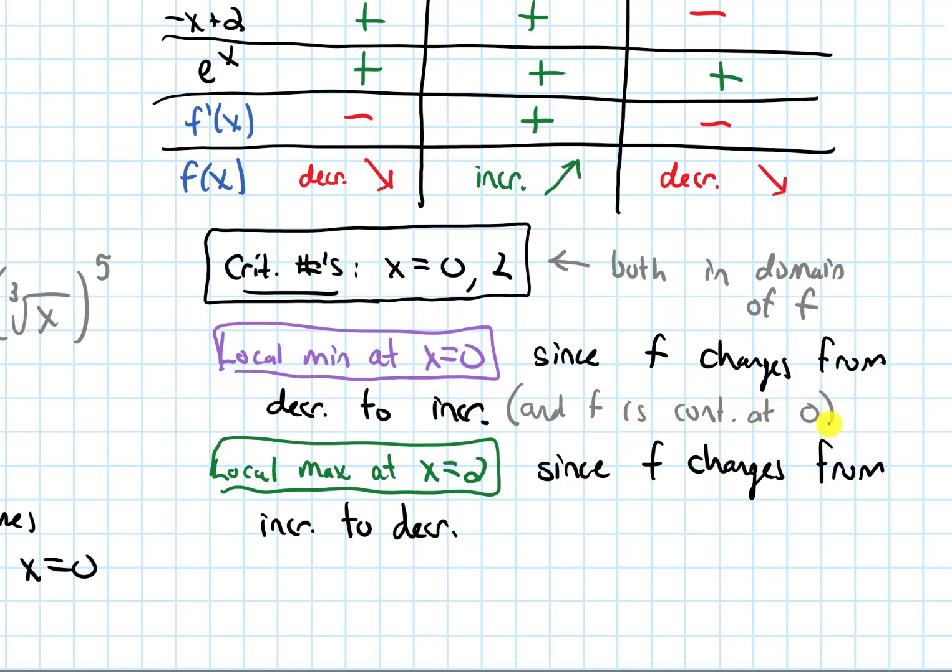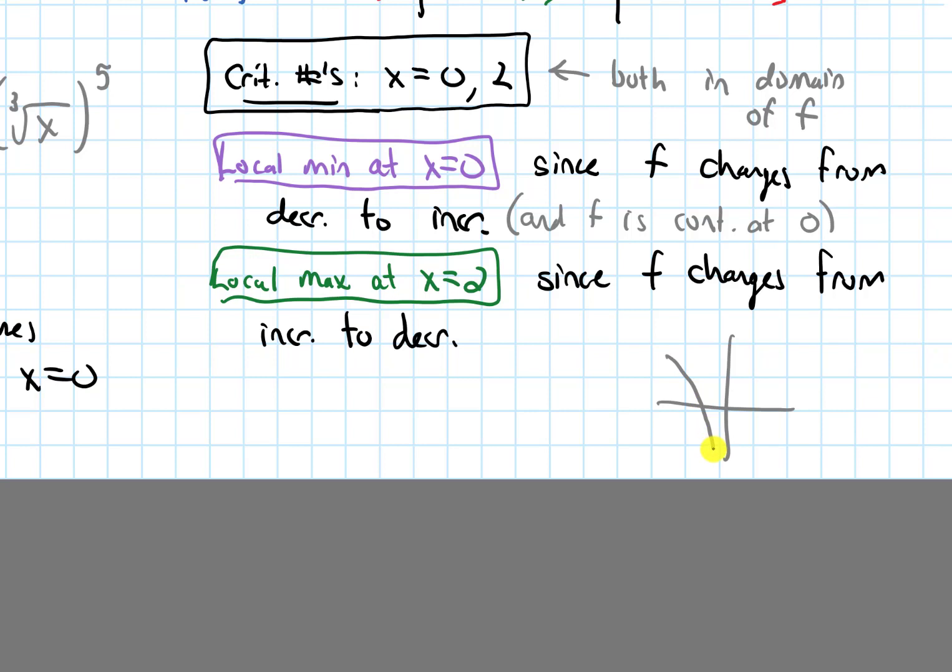The continuity part is really important, because if my function wasn't continuous at 0, I could have hypothetically had a scenario where it was decreasing to the left of it, maybe because of a vertical asymptote, and then increasing to the right. But I wouldn't have had a local min, because there's no point on the graph where x is 0. My function is not continuous there. So that's why the continuity part is important.